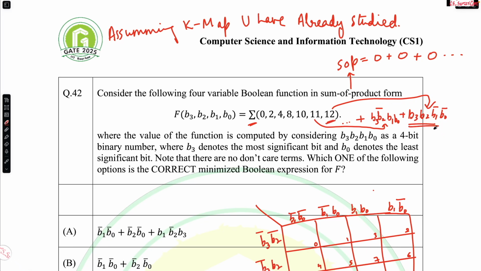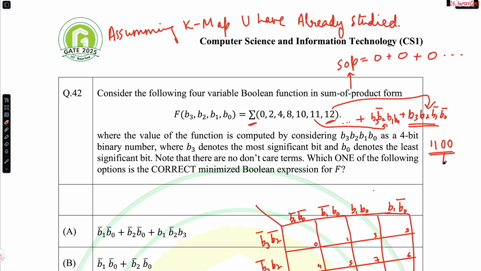And why is that so? Because when there is no bar on top of a variable, B3 is the most significant bit over here because it is the leftmost. In a number system representation, the leftmost number is the most significant bit. So this B3 does not have a bar on top of it, so we're going to write 1 corresponding to it. Likewise, B2 does not have a bar on top of it, so we write 1 corresponding to it. B1 and B0 have a bar on top of them, so we write 0 in their place, right?